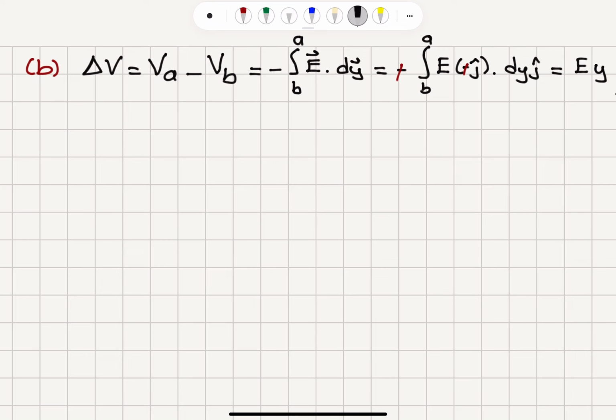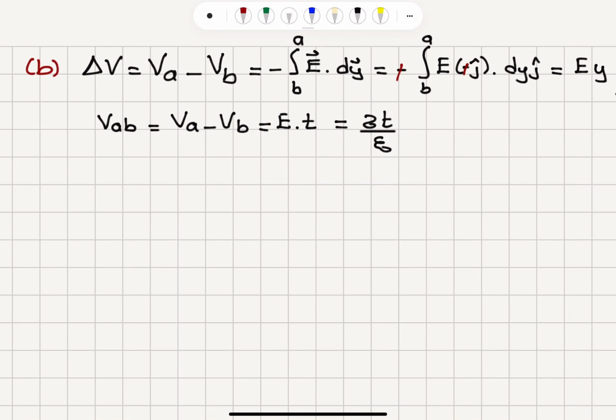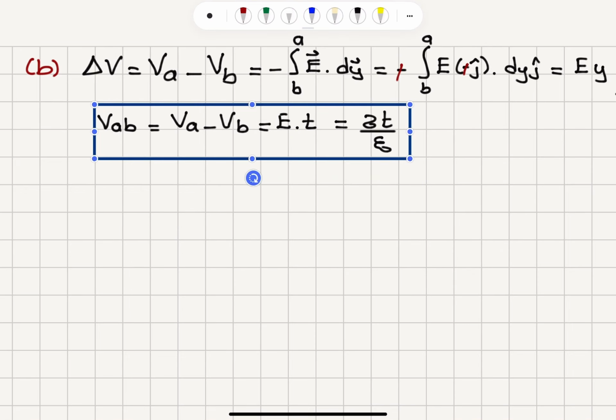So that tells me that the potential of surface A with respect to the potential of surface B, which is VA minus VB, is equal to electric field magnitude E times T. So that was basically sigma over epsilon 0, sigma T divided by epsilon 0. So that is the potential difference.